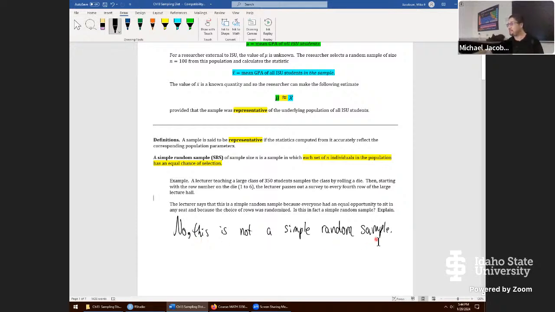Why is this definitely not a simple random sample? Anyone see what the conundrum would be? Really kind of subtle. So if you're not sure, no worries. If you think you've got it, but you're not too sure if it's right or not, no worries. You can throw it out there, no judgment whatsoever.